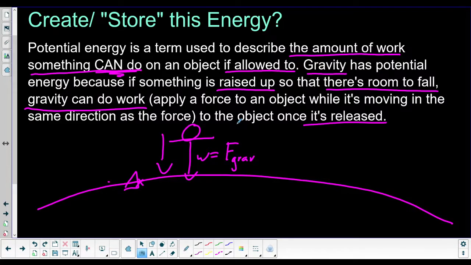So potential energy is the amount of stored energy that we put into a system by lifting the thing up so it can fall. And that amount of stored energy is the amount of energy we get out when gravity does its work on that object when it falls.